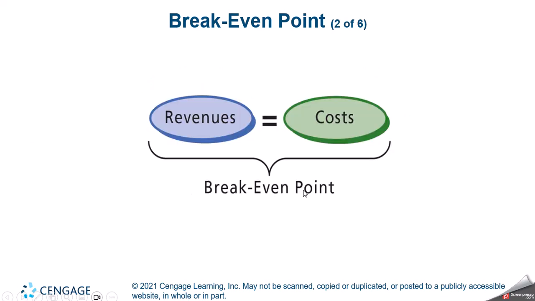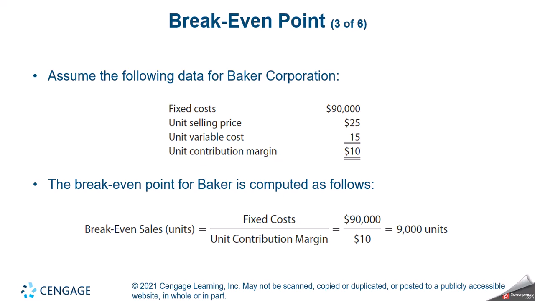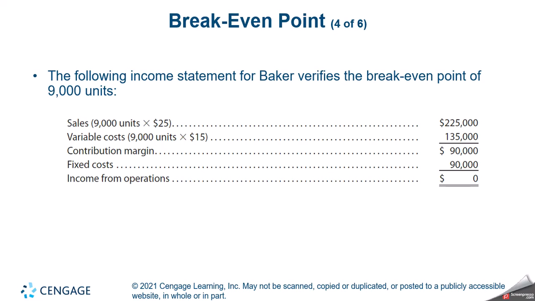So that's how many we would have to sell to cover all of those costs or to break even. With this example, we have $90,000 of fixed costs, selling price of $25, variable cost, again, direct materials and direct labor of $15. So we're making $10 per unit. If we take the 90,000 divided by the 10, we'd have to sell 9,000 units to break even. Anything over the 9,000 is going to provide profit.